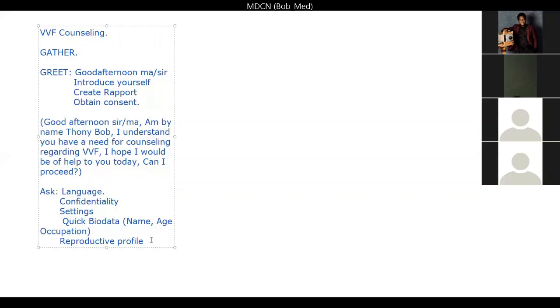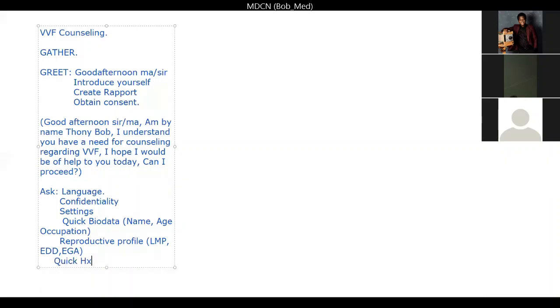Do you want somebody with you is about settings. Please take note, doctor. That question is about the setting. If you want somebody there, you ask about the reproductive profile. So under the reproductive profile, this is a female. You ask about the LMP, the last menstrual period. You ask about the EDD, the expected date of delivery, if you think she's pregnant, and you ask about the EGA, the estimated gestational age. So after this, you ask about quick history.